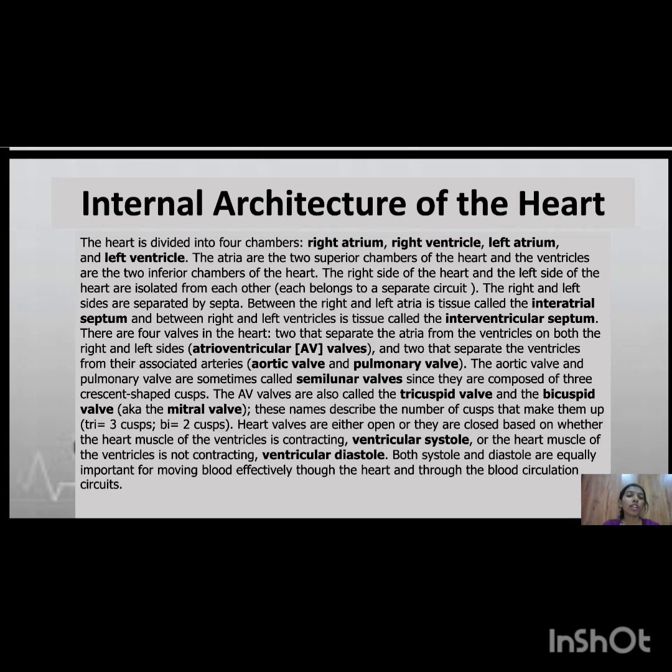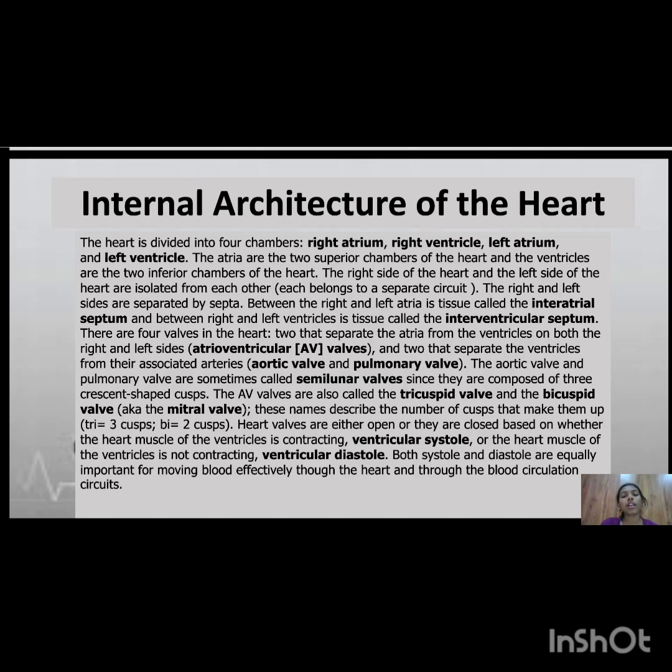There are four valves in the heart: two that separate the atria from the ventricles on both the right and left sides, which are the atrioventricular valves, and two that separate the ventricles from their associated arteries: the aortic valve and the pulmonary valve. The aortic valve and pulmonary valve are sometimes called semilunar valves, since they are composed of three crescent-shaped cups. The AV valves are the tricuspid valve and the bicuspid valve. These names describe the number of cusps that make them. Tri means three cusps and bi means two cusps.